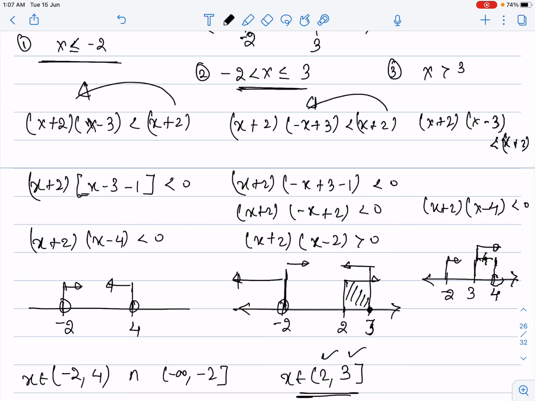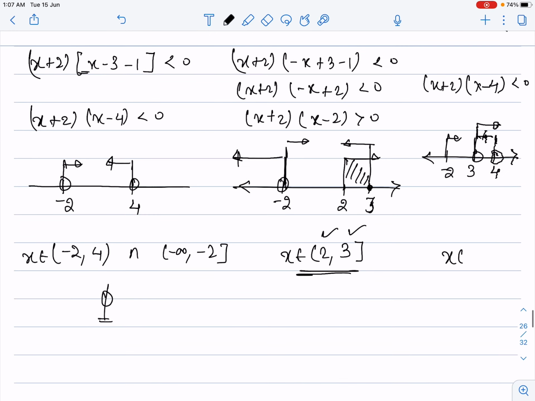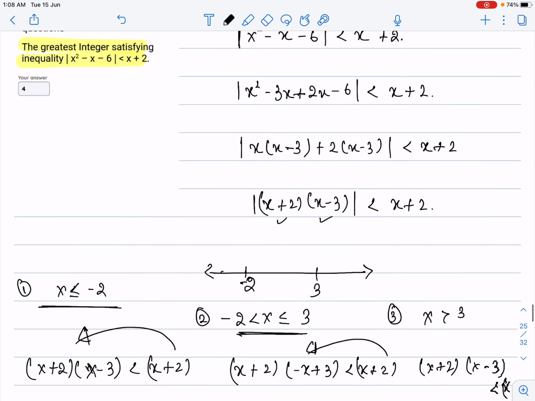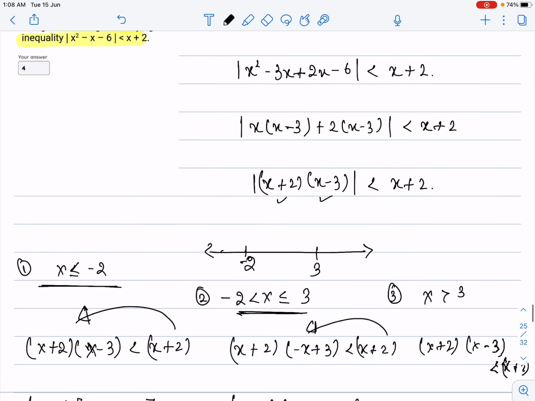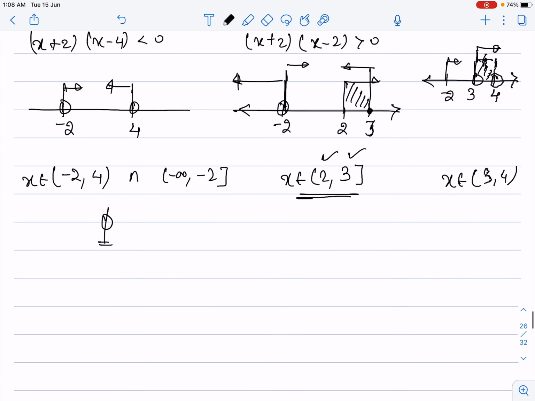But guys, here it is open 4 and here it is open 3, okay? So x will belong to the intersection when I took open 3 to open 4. What did they ask? The greatest integer satisfying this inequation. Can you see here, 3 is an integer and it is closed also, but 4 is also an integer which is greater than 3, but it is open over here. So x is equal to 3 will be the greatest integer which will be satisfying this inequality.